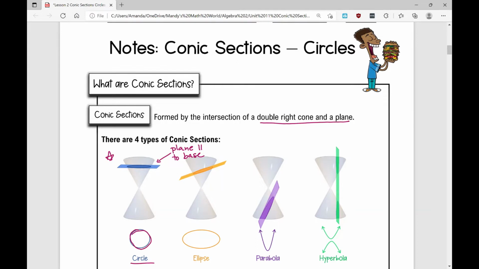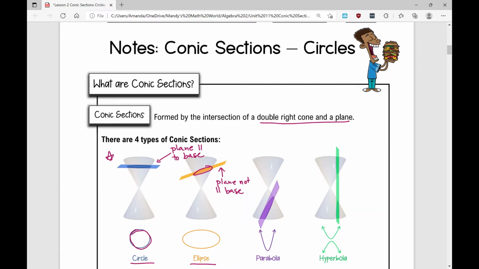If I tilt that plane so that now it's at an angle, it's not parallel to the base. Let's write that down. The plane is not parallel to the base. It forms a different shape right here. It forms what's called an ellipse. It's like a circle that's been stretched out.